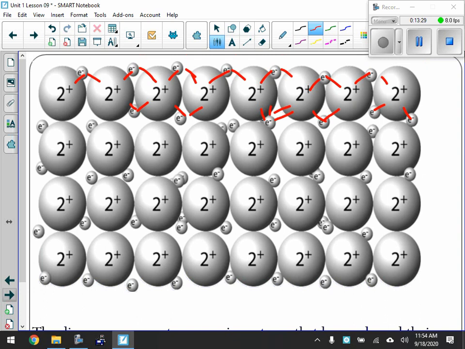Those are all the electrostatic. And remember, those aren't bonds. They're just opposites attract. Okay, so opposites attract, and that's what holds them together. It's not like a covalent bond there or anything like that, by no means, okay?